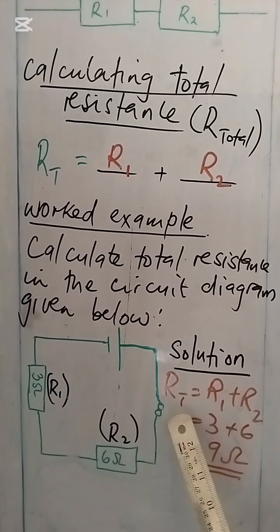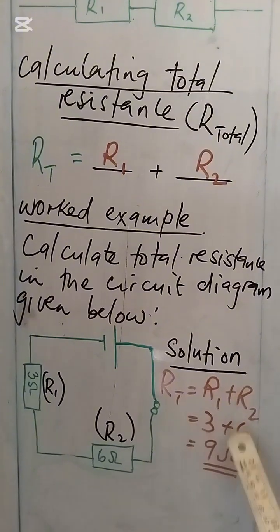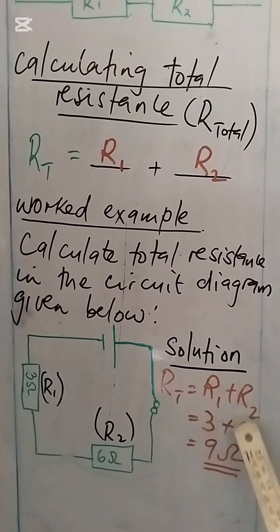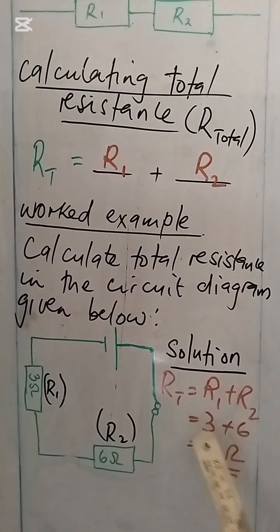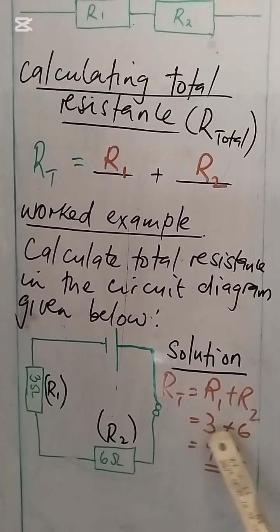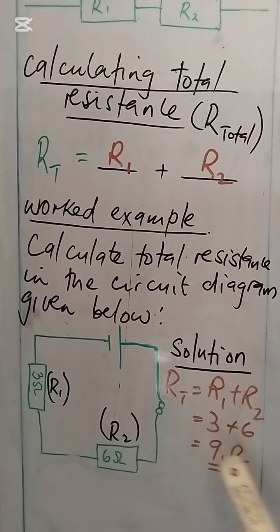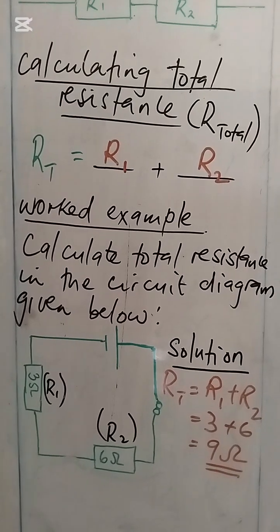Then R total is, we write the formula first, then we substitute. R1 is 3 and R2 is 6. It is advisable that you don't write units in the working. Then your final answer should have the units. 3 plus 6, it's 9 ohms.